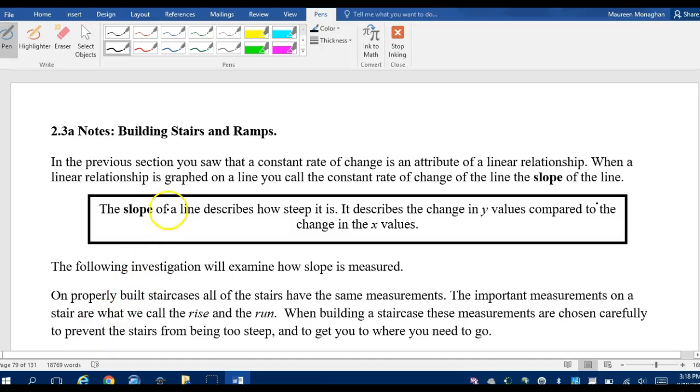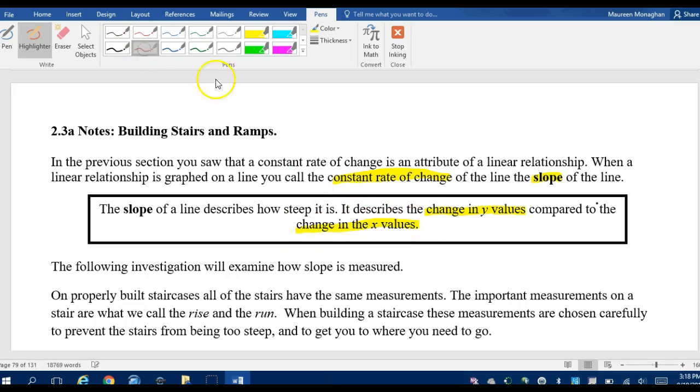The purpose of today's lesson is to talk about the slope. We learned in the previous sections that the constant rate of change, well, that's also called the slope of a line. Here's the definition. The slope of a line describes how steep it is.